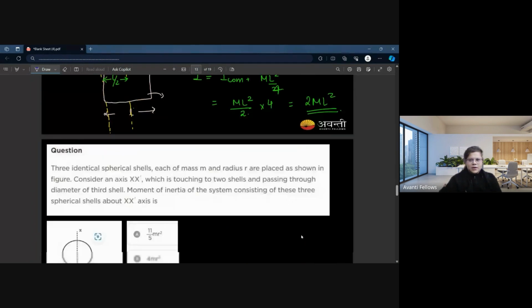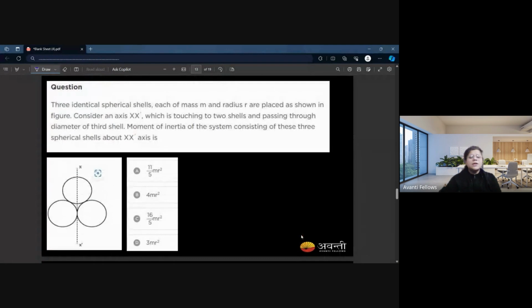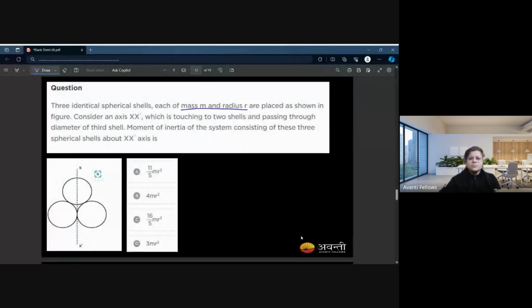Okay, let's come to this question. It says three identical spherical shells, each of mass m and radius r, are placed as shown in this figure. Consider an axis x prime. Look, the dotted axis that has been drawn is x prime.